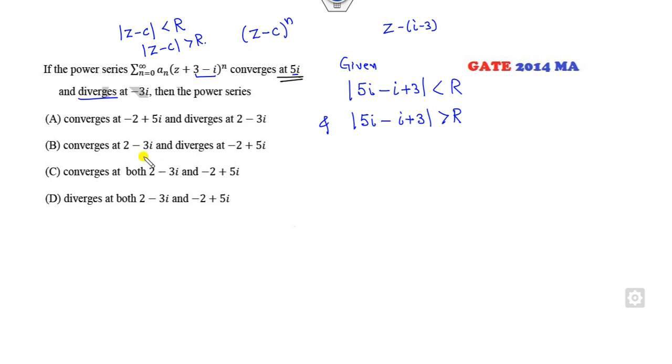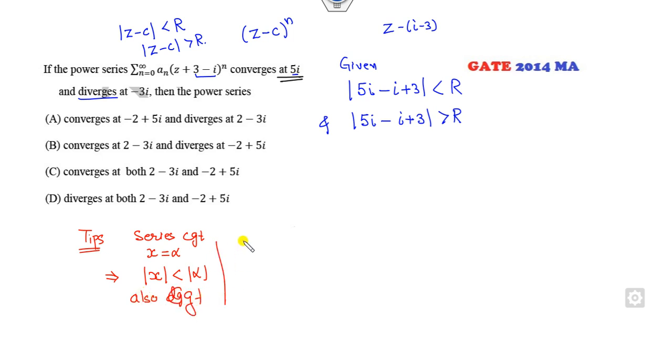Then the power series is also convergent at this. As I told you earlier, if the power series is convergent at x equal to alpha, then it is also convergent at this. And if it is divergent at x equal to beta, this means this series is also divergent at x greater than this. So this is my point here, and divergent at minus 3, alpha, minus 3i.